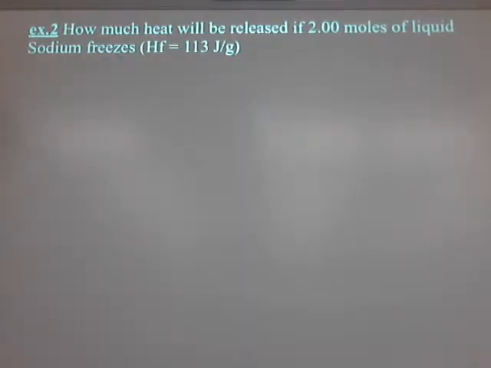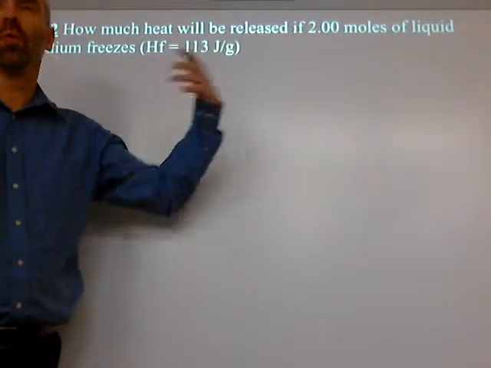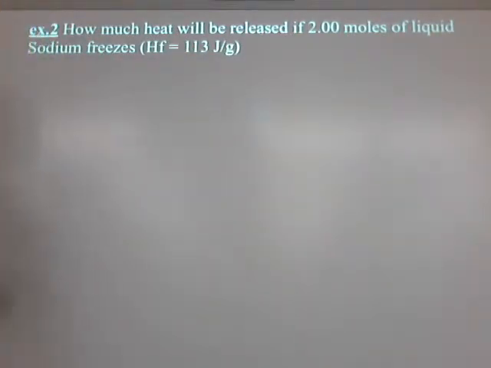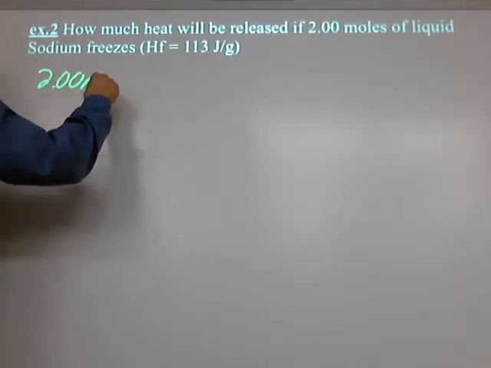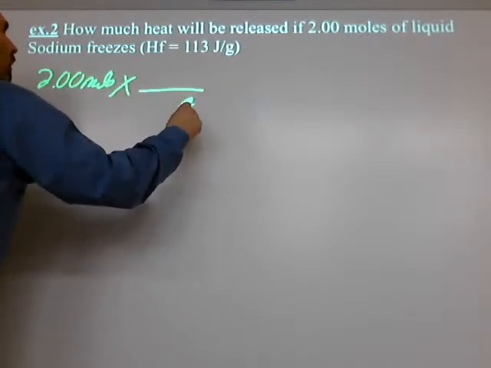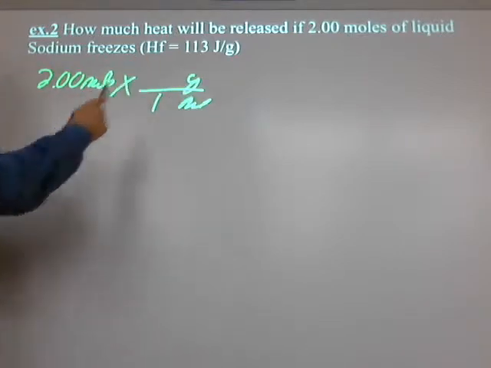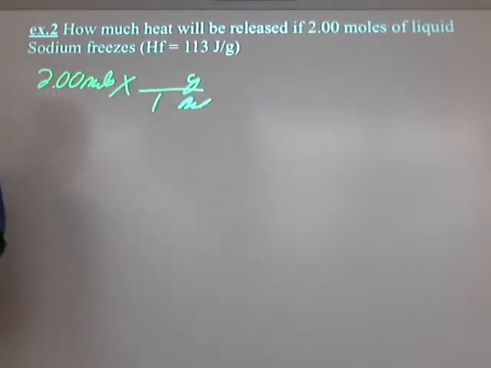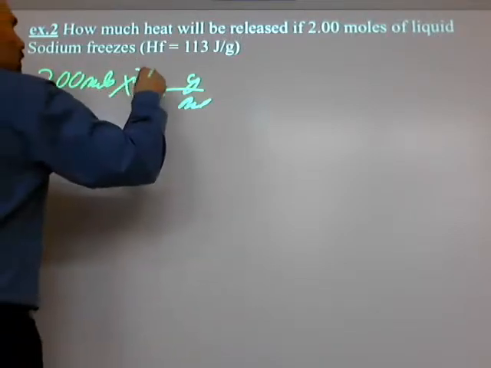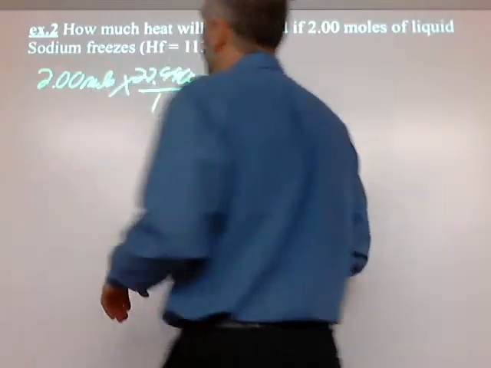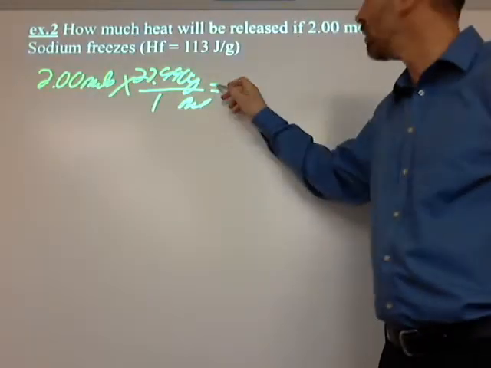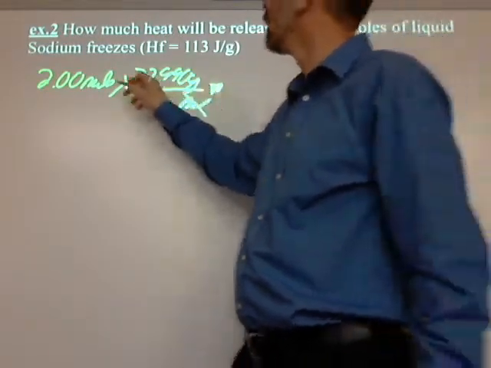Look at the problem. I have joules per gram, but I'm given moles. So what do you think I'm going to have to do first? Moles are moles. I'll have to convert my 2.00 moles to grams. Moles go on the bottom, grams go on the top. 1 mole of sodium is 22.990 grams. And by the way, I don't even have to hit equals here. Let's just keep going.